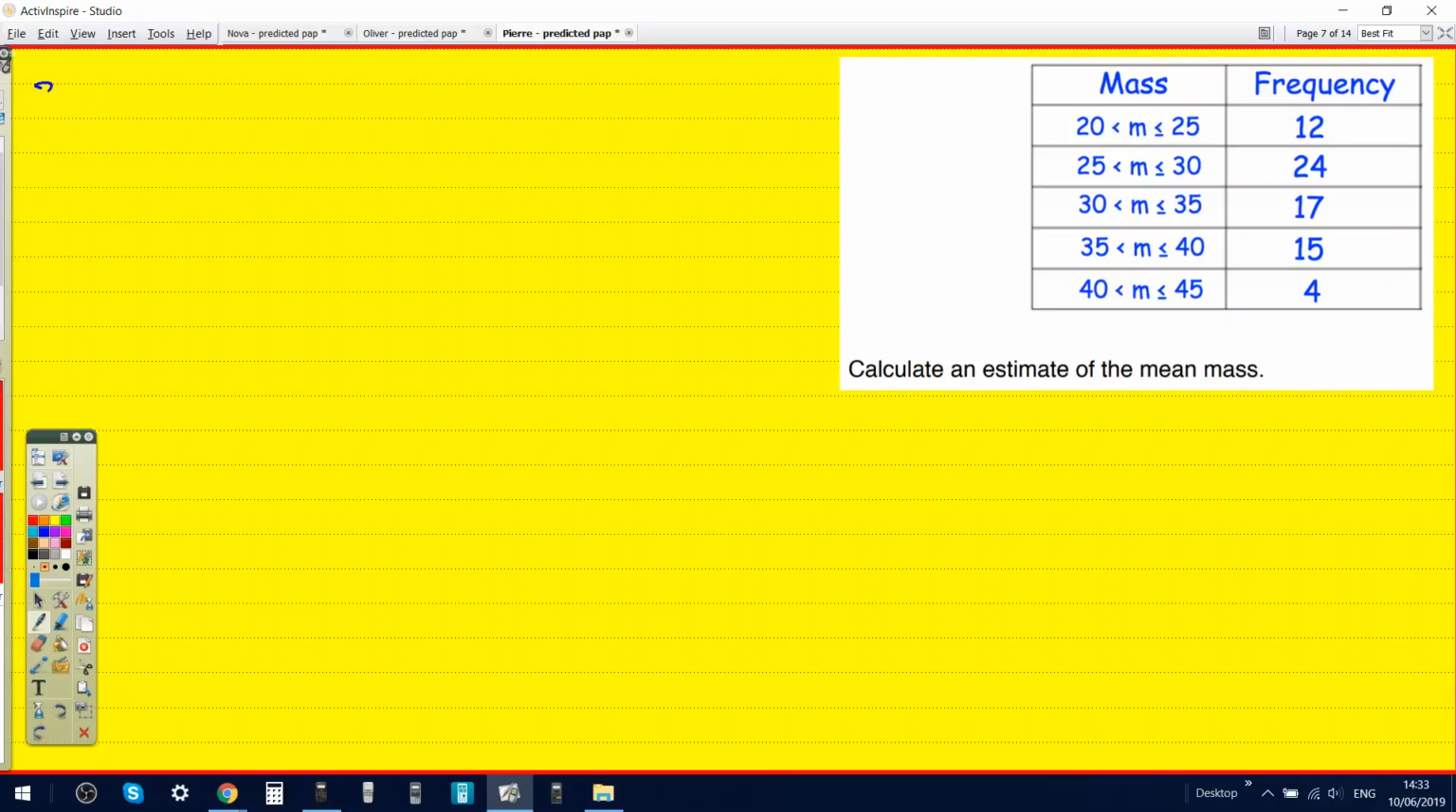20 plus 25. So the midpoint is going to be 22.5. So 22.5 times the frequency, which is 12. Times 12, 270. Okay.